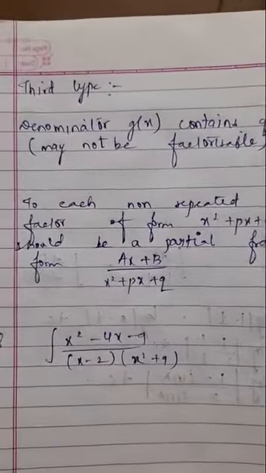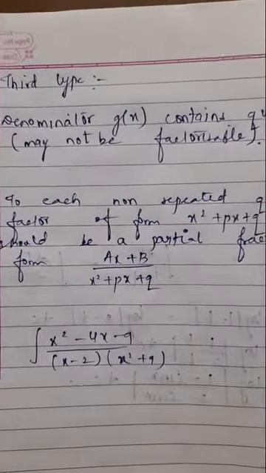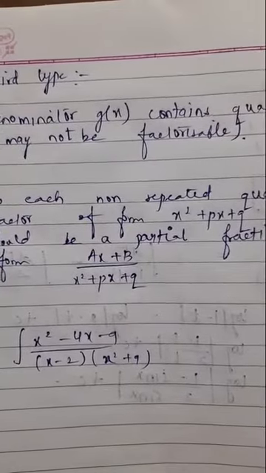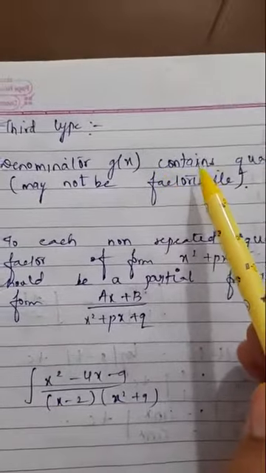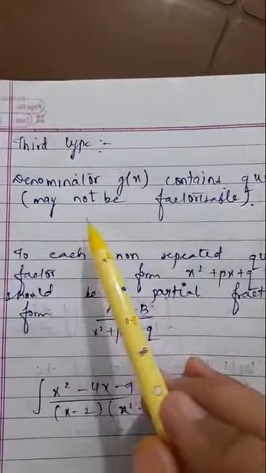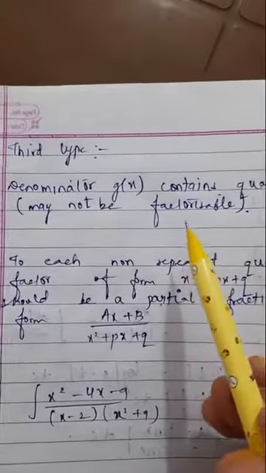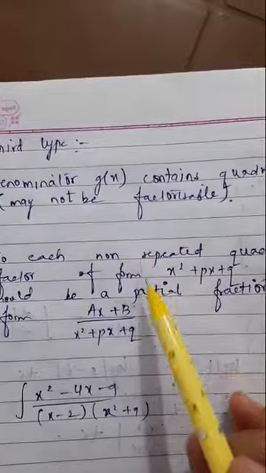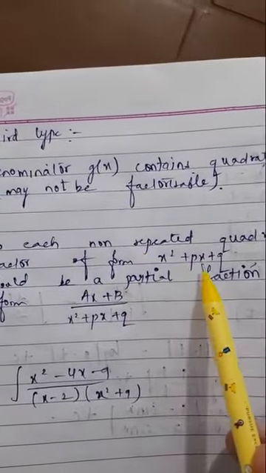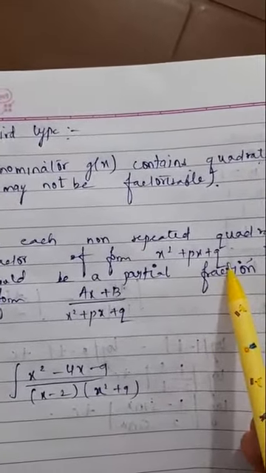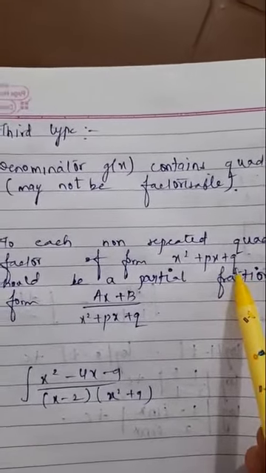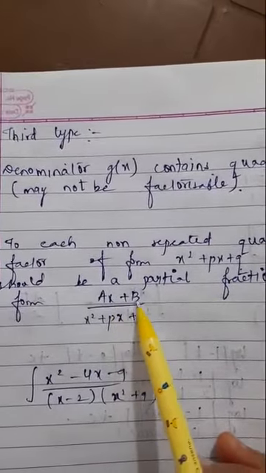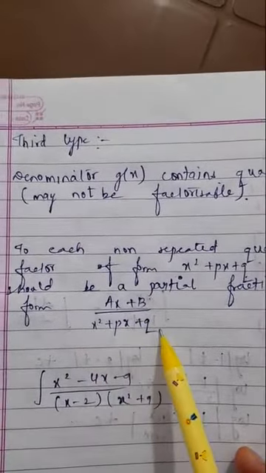Good morning students. Today we'll start with the third type of partial fraction for solving an integration, based on the denominator. If the denominator g of x contains a quadratic factor which may not be factorizable, then to each non-repeated quadratic factor of the form x square plus px plus q, where x square plus px plus q is not equal to 0, there should be a partial fraction of the form ax plus b upon x square plus px plus q.